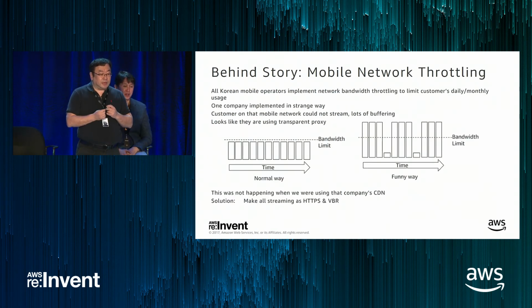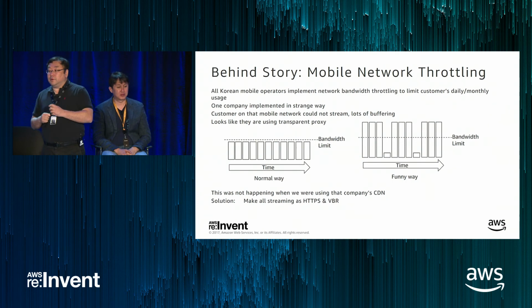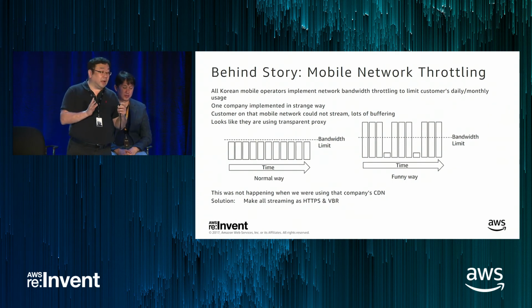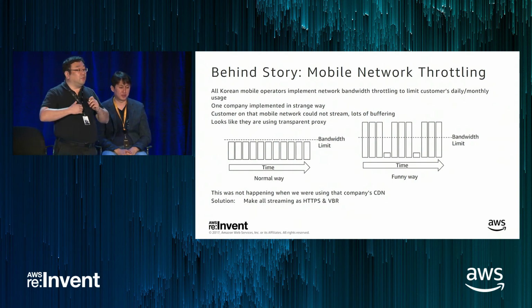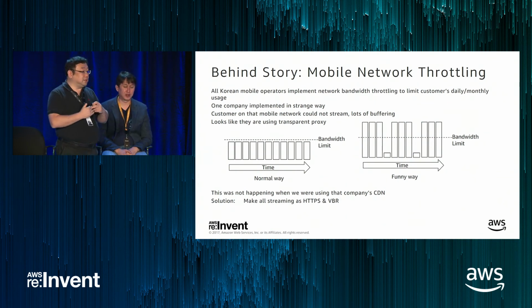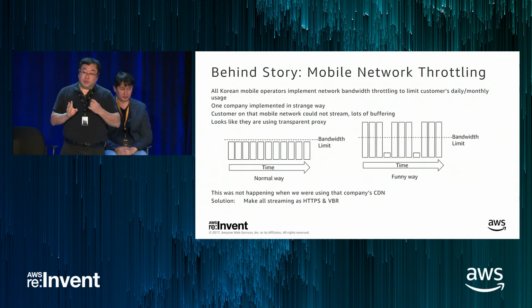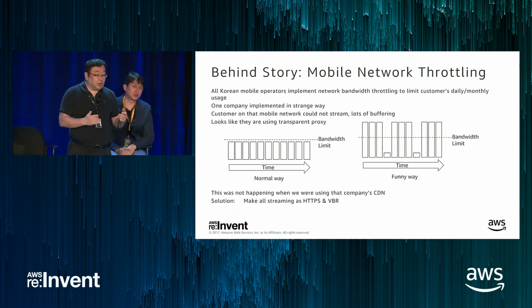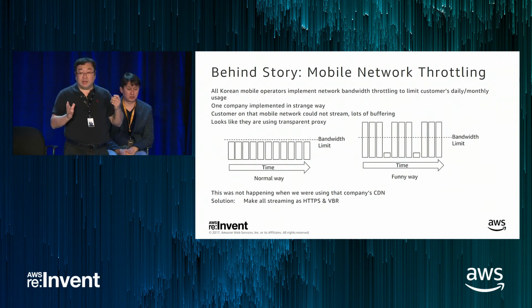First one is mobile network throttling. As you know, the mobile company tries to throttle your streaming output when you reach a certain amount of data transfer per day, right? All Korean mobile operators are doing that, but one certain company was doing it very strangely. One side of the slide is what you get normally with network bandwidth control, meaning your throughput is contained within the bandwidth limit.